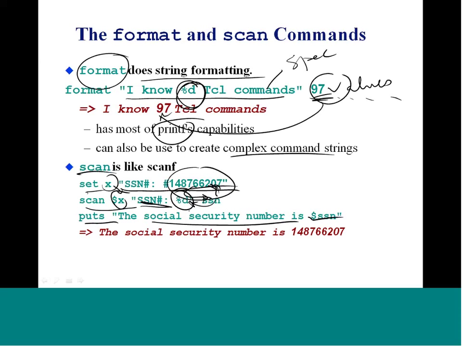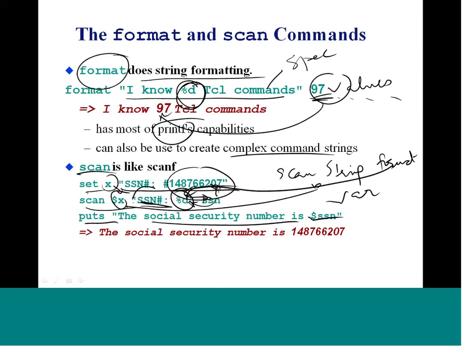Again, for the scan command the syntax is scan, the string, which is the same as $x here, then the format, followed by the variable. Here the format is "SSN#%d", and the variable is SSN. That's how this assignment works.